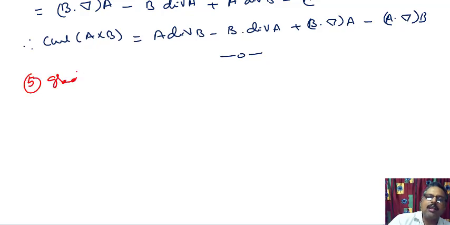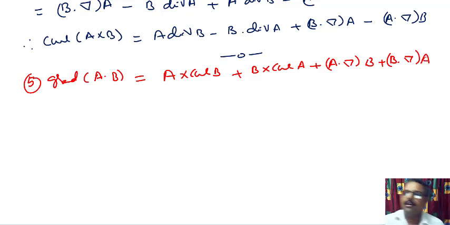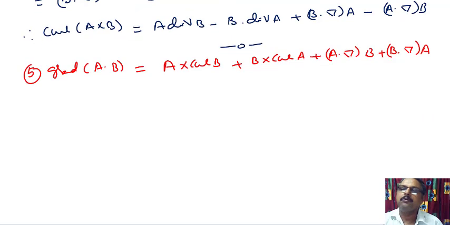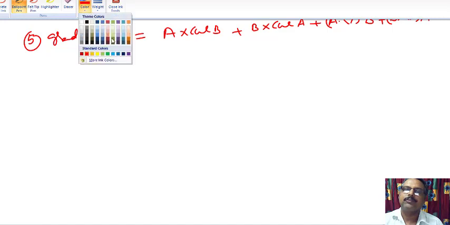And today's last identity, the most important one from the examination point of view: gradient of A dot B equals A cross curl B plus B cross curl A plus A dot del B plus B dot del A. Okay. A cross curl B plus B cross curl A plus A dot del B plus B dot del A. Now we will prove this important result, the most important result.